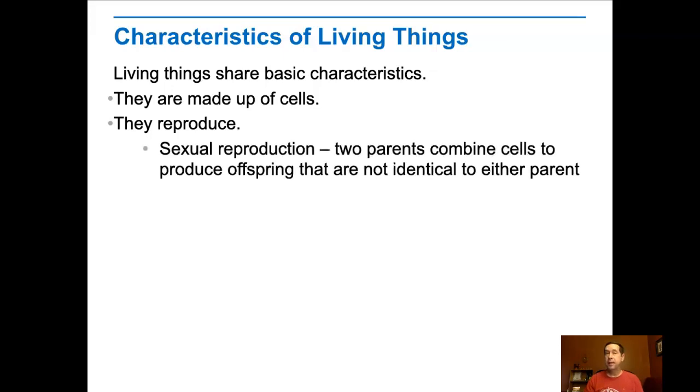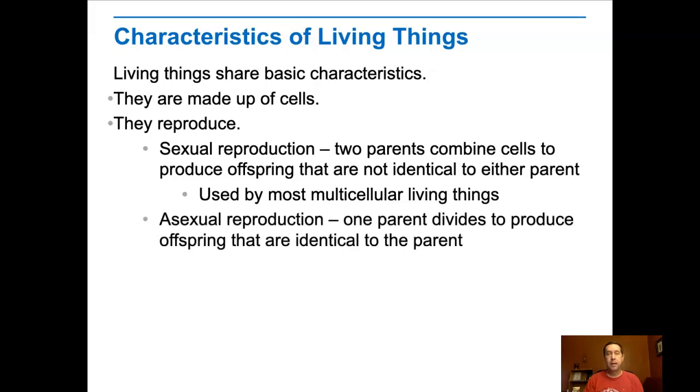So there's two kinds of reproduction. There's sexual reproduction. It involves two parents combining cells and combining genetic information to produce offspring that are not identical to either parent. Most multicellular living things use sexual reproduction. Asexual reproduction is where a single parent divides to produce offspring that are identical to the parent, basically clones. Most single-celled living things reproduce this way.